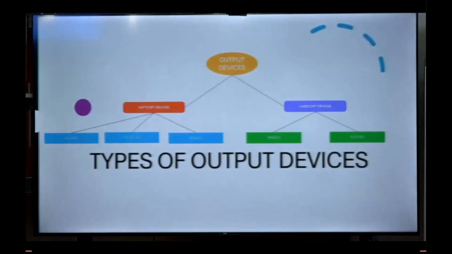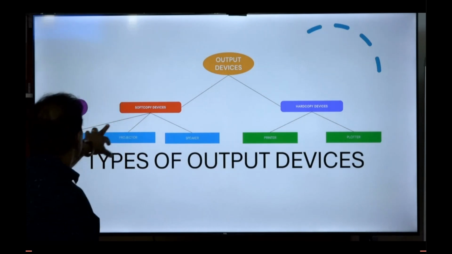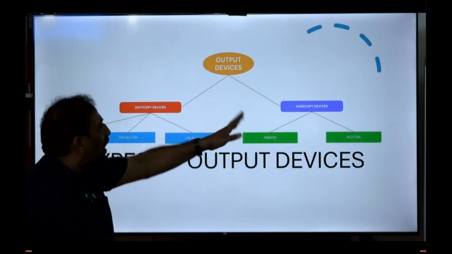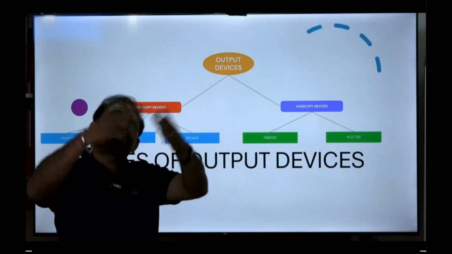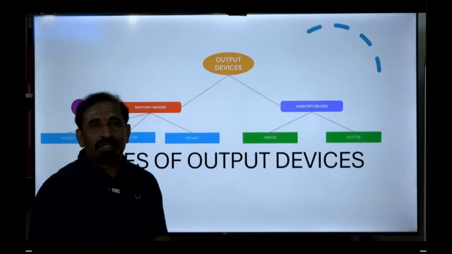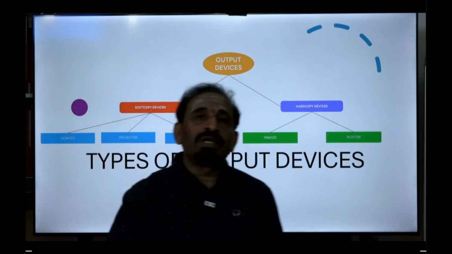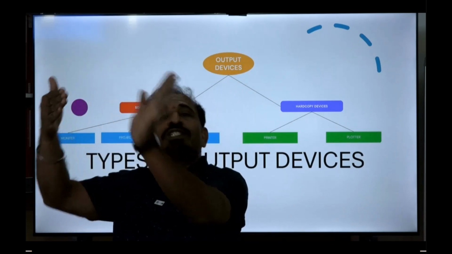We have output devices like that. Basically, we have soft output devices and hard output devices. Soft means you are displaying this only for visualization. So that is called a soft kind of thing. For example, output coming through YouTube, you are seeing it and it is being displayed there.